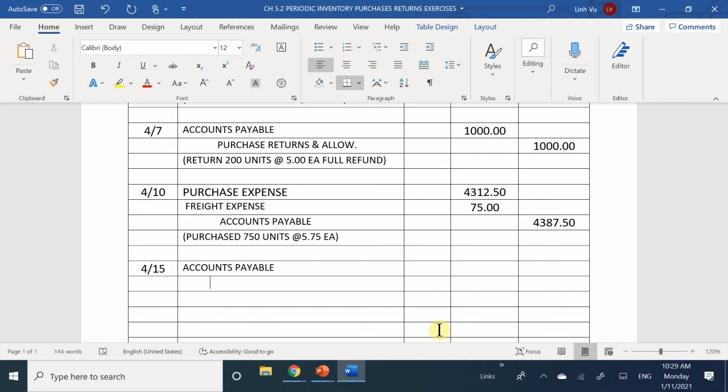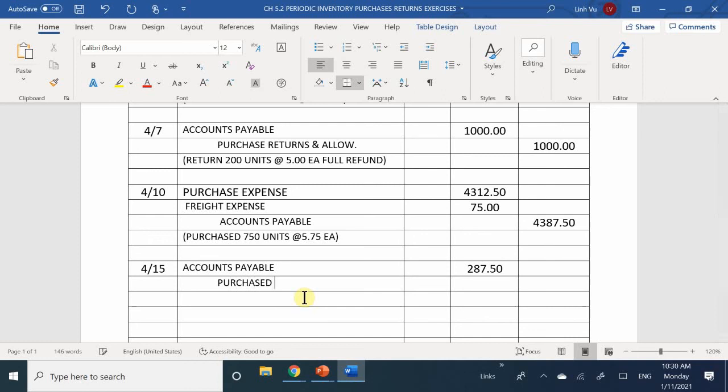Okay, so again, we have accounts payable. What is my credit account going to be? 287.50. Okay, and how did you calculate that? We're only returning 50. Yes, so we took the 5.75 times 50 to get the 287.50.